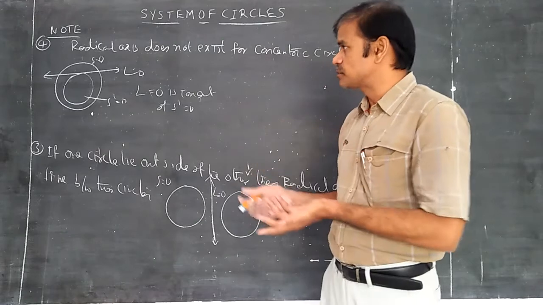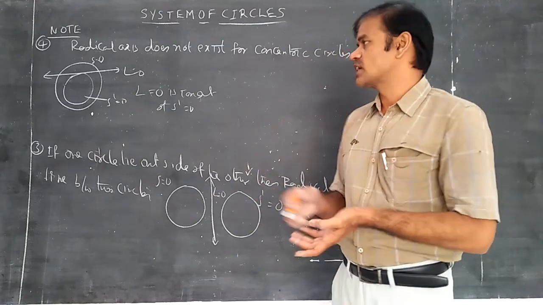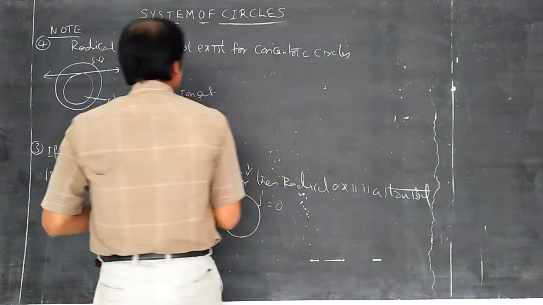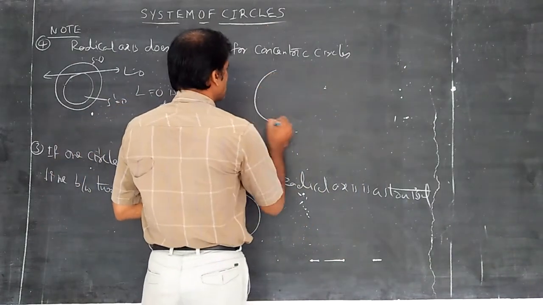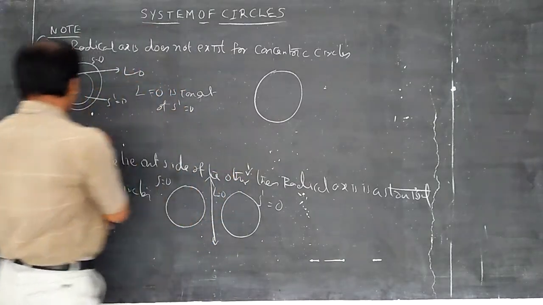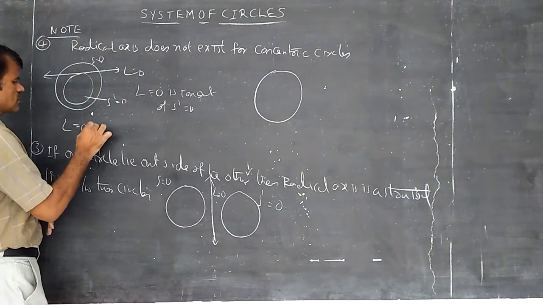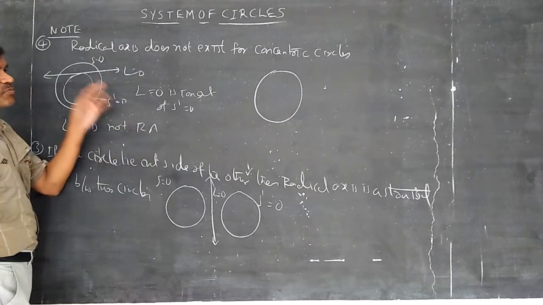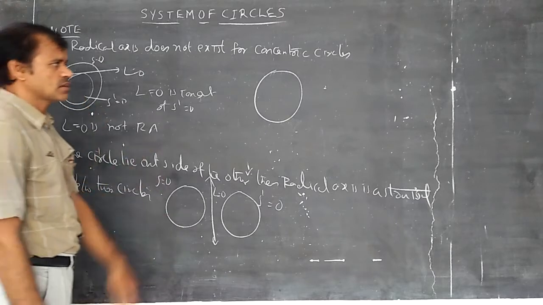For the first circle outside and the second circle inside, like that we should never get. That is the contradiction of the given statement. If you draw like this, these are examples, this is not a radical axis. Here L equal to 0 is not the radical axis, because the powers of points with respect to the two circles are not equal.